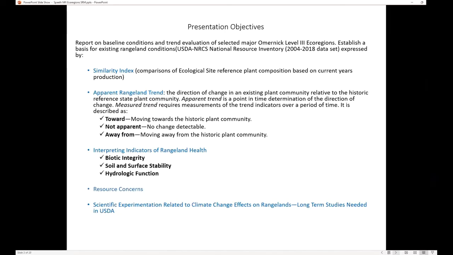In this presentation, I want to briefly look at some trends based on Similarity Index, apparent rangeland trend, and interpreting indicators of rangeland health. Then we'll look at a couple of resource concerns that dovetail with basic overall trends and conditions from the NRI, and then we'll talk about the need for specific experimentation to sort out any climate change effects on rangelands. Long-term studies are definitely needed.